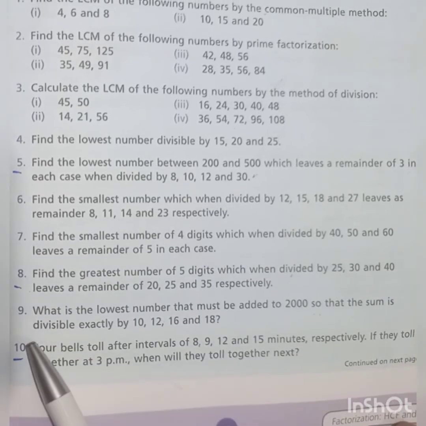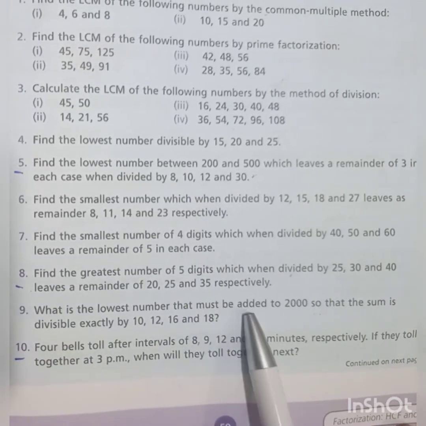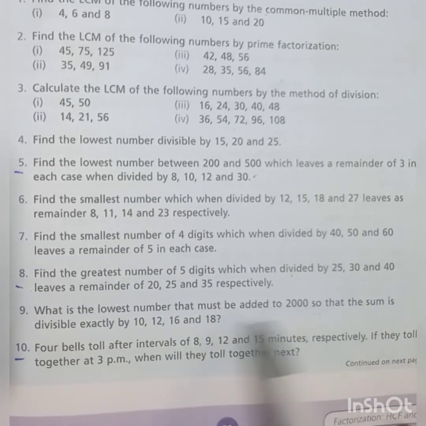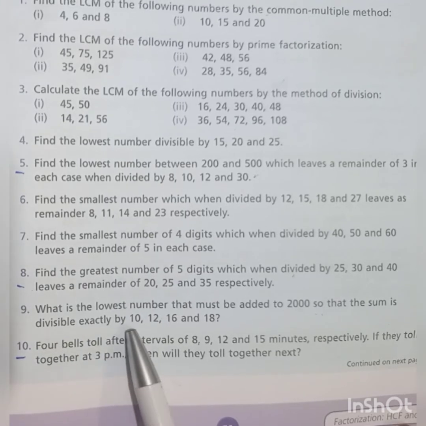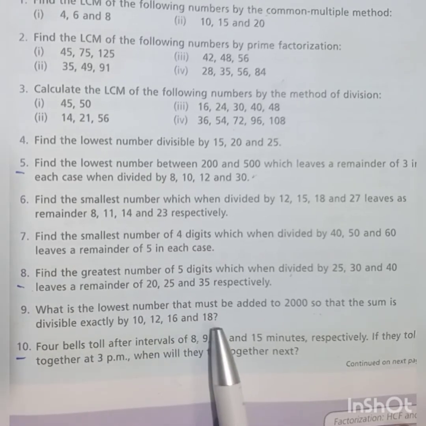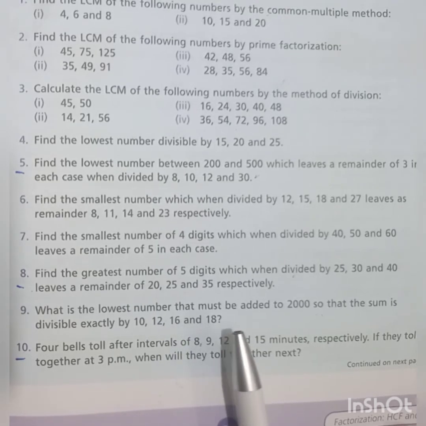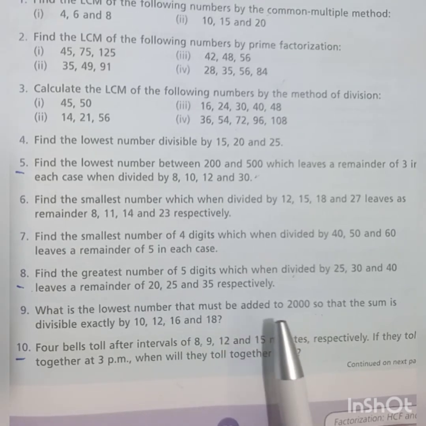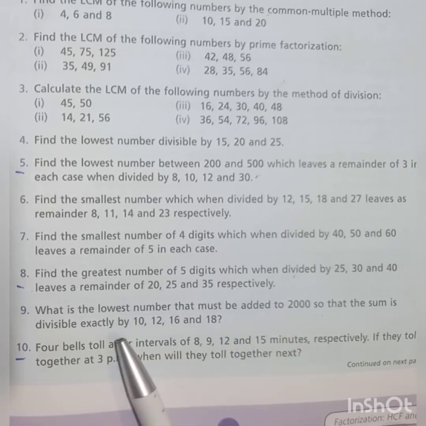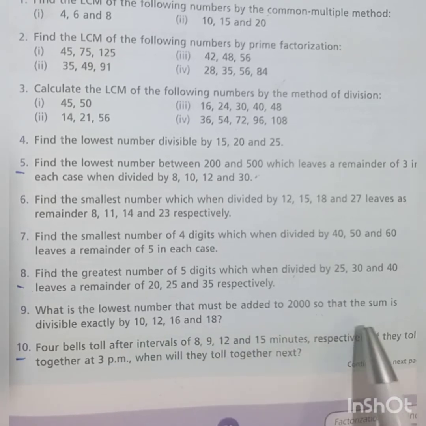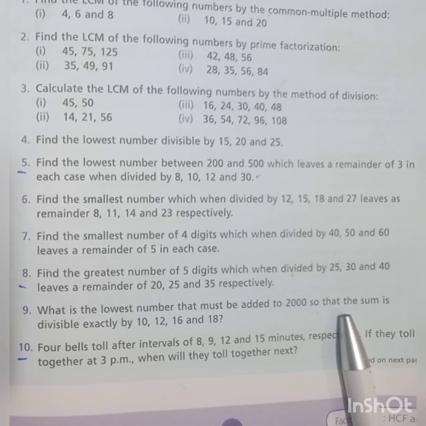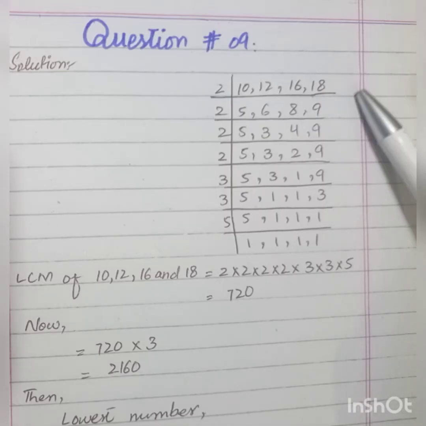Now question number 9 is, what is the lowest number that must be added to 2000 so that the sum is divisible exactly by 10, 12, 16 and 18. Student, we have to find the lowest number that we will add to 2000 and the answer of the sum should be divisible by 10, 12, 16 and 18. So let's find the lowest number that must be added to 2000. Students, here is the solution.